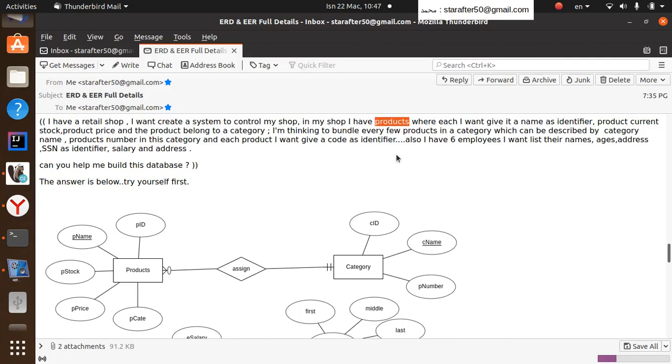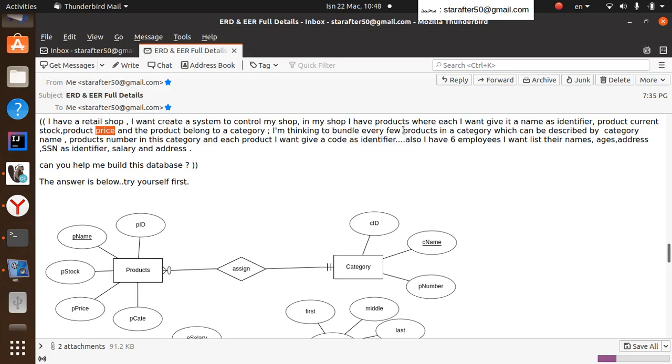Because of what he said after that, I want to give it a name. This name could be an attribute for this entity. And current stock, this is another attribute. And the price. So every entity should have columns. Every table should have columns.